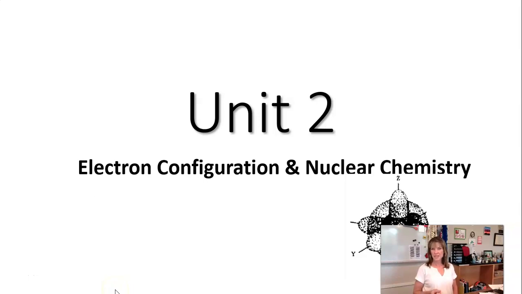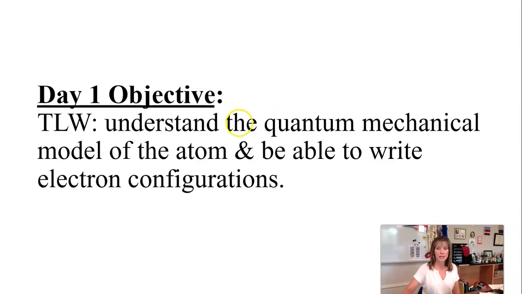Hello. This says it's Unit 2, but it's actually kind of Unit 3 because this is the third unit that we've done. This will be the last one that we do this 9 weeks. It's on electron configuration, nuclear chemistry, lots of fun things. I think you'll like it. So let's get started. You should have your notes with you.